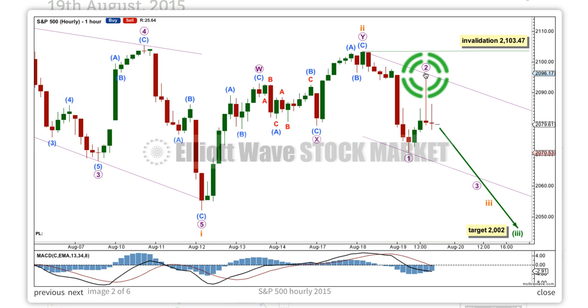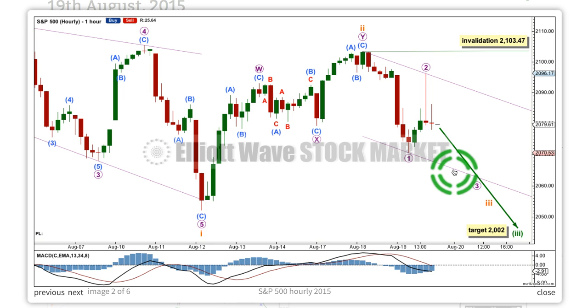A second wave correction, if it does continue, and it certainly could, can't move beyond the start of 1 above 2103.47, but it is very likely to be over there. It's over 70% the depth of the first wave. Draw a base channel around this first and second wave. The third wave should have the power to break through the lower edge of that channel.